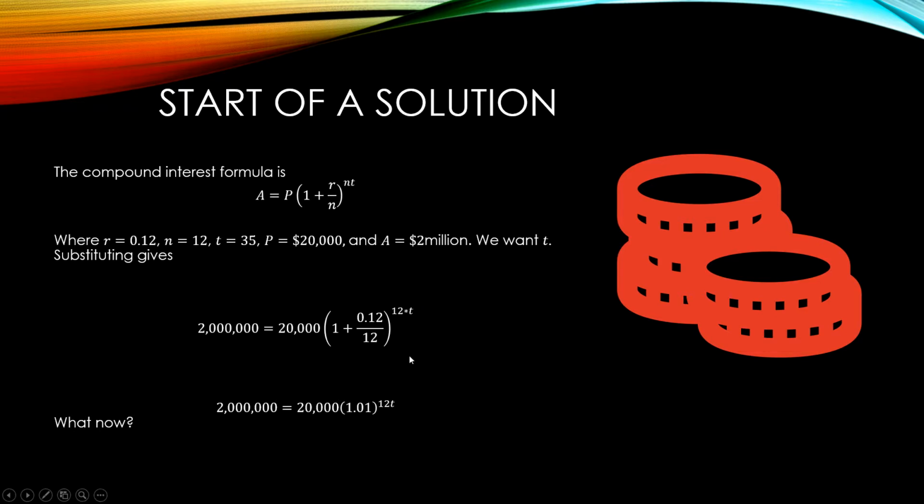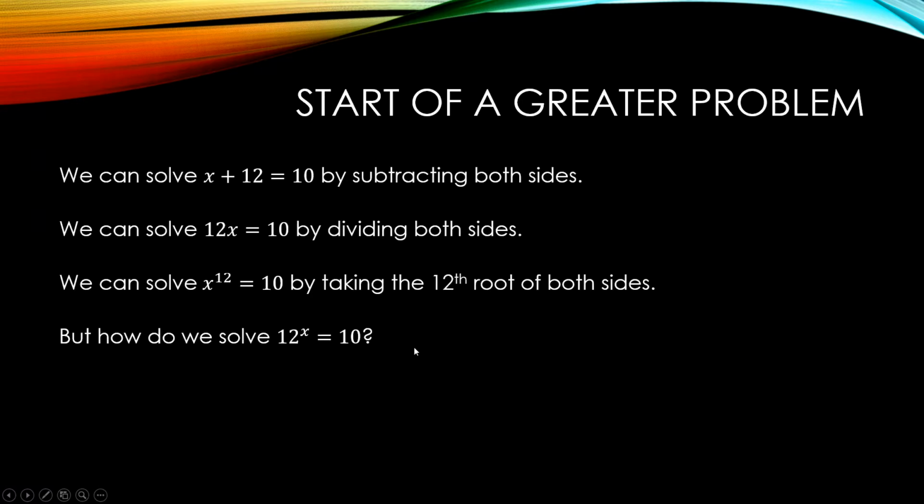And so we plug in our numbers and we end up with 2,000,000 is 20,000 times 1.01 to the 12T. I want to solve for T. How do I do that? Well, I'll go ahead and give you a heads up, right? I can't subtract, I can't divide, I can't take a root, I can't do an exponent, because that's how we solve things like x plus 12. That's how we undo addition or multiplication or x to the power of something. How do we solve 12 to the power of x?